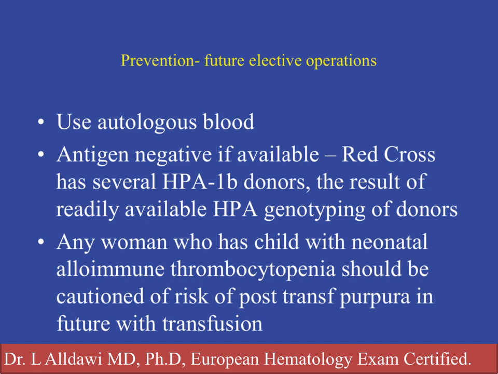Now, with regard to future elective surgeries, if the patient with known post-transfusion purpura is scheduled for surgery, we use autologous blood and we use antigen-negative platelet units. Now, in most transfusion centers, human platelet antigen 1B units are available off the shelf. Any woman who has a child with neonatal alloimmune thrombocytopenia should be cautioned of the risk of post-transfusion purpura in future with transfusion, because as we discussed, the pregnant lady who had a child positive for human platelet antigen 1A, and she was negative for the antigen, must have been sensitized, and the chance of developing post-transfusion purpura if she gets human platelet antigen 1A positive blood or platelets is quite high.